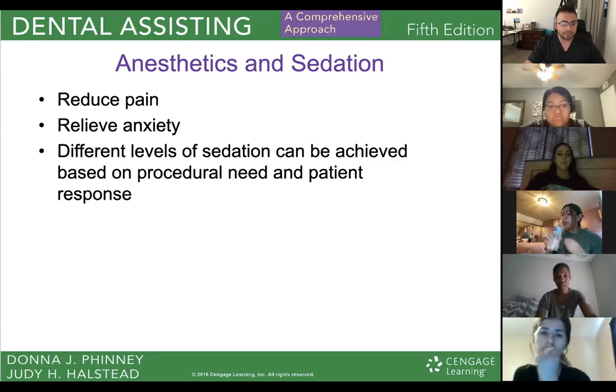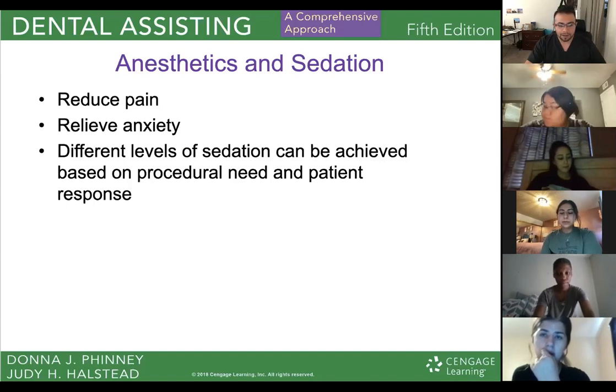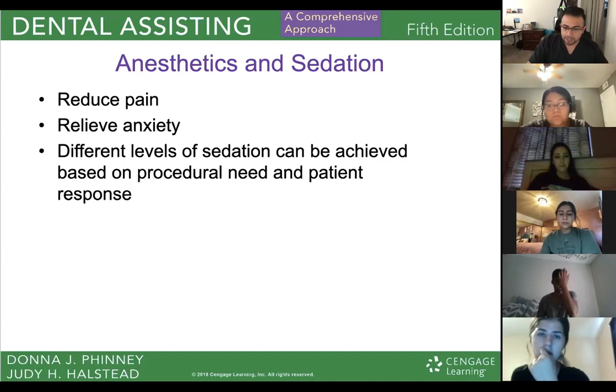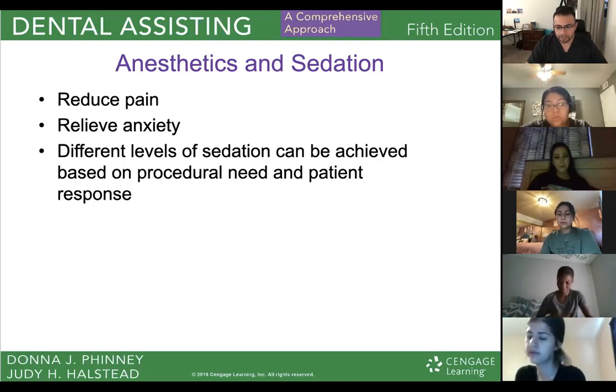All right, so anesthetics and sedation reduce pain, and well, anesthetics reduce pain, sedation relieves anxiety. So many patients are very anxious about dental care and treatment. Sedation is one method of managing the anxiety of the patient, and anesthesia also can be used to control the pain a patient experiences. Depending on the need, various levels of sedation can be achieved, from conscious sedation all the way to deep sedation. And by the way, sedation is just a state of calmness or the process of reducing nervous excitement.